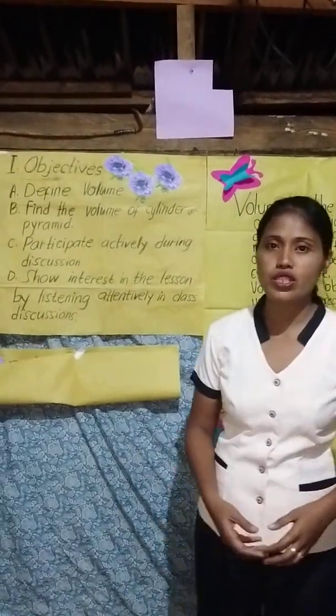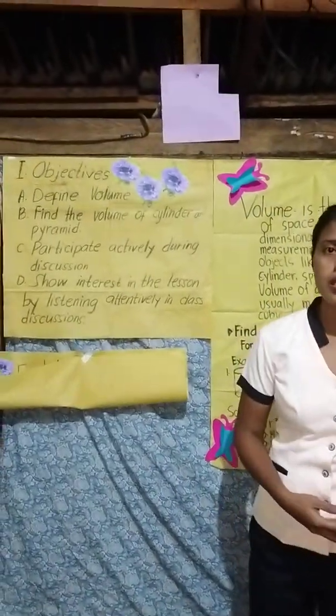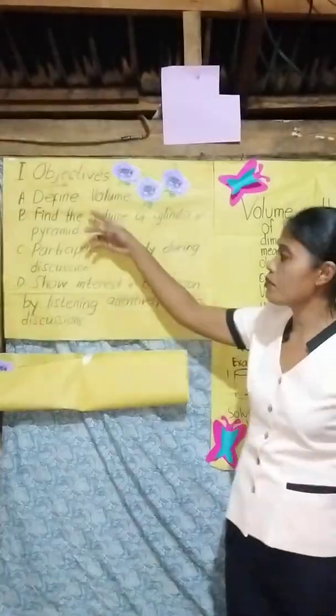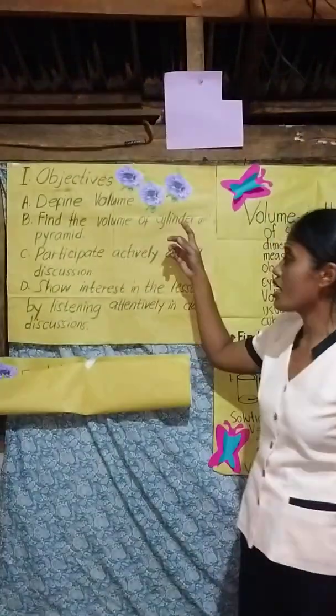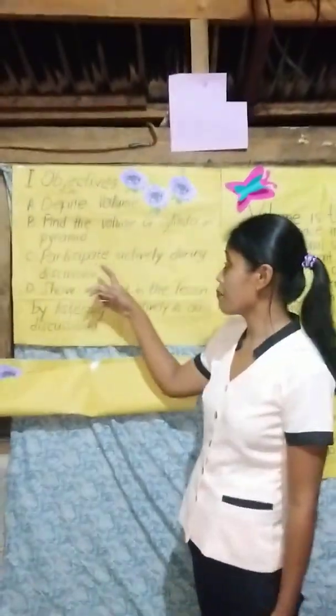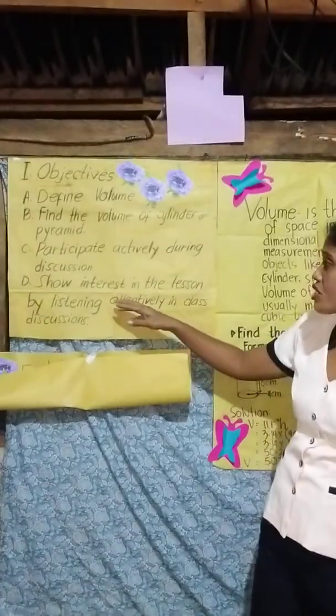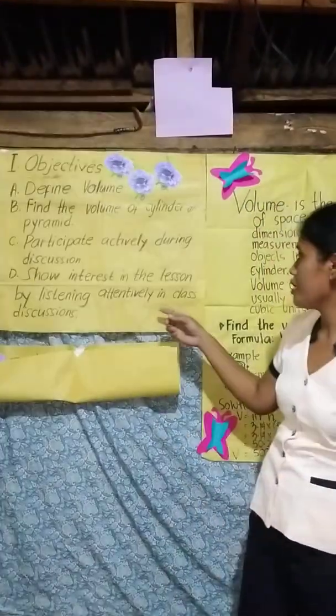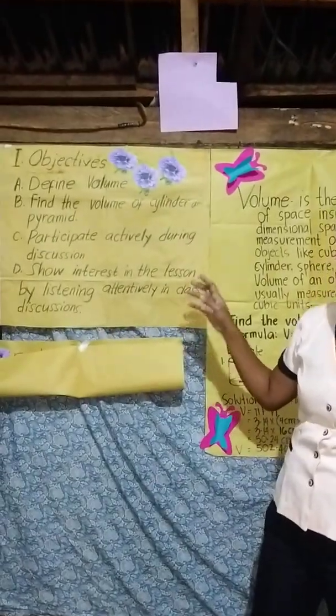Everyone, I am Teacher Mila Melecio and I will be teaching Mathematics Geometry, Grade 7. For my objectives, at the end of the lesson, the students are able to define volume, find the volume of a cylinder and a pyramid, participate actively during discussion, and show interest in the lesson by listening attentively in the class discussion.